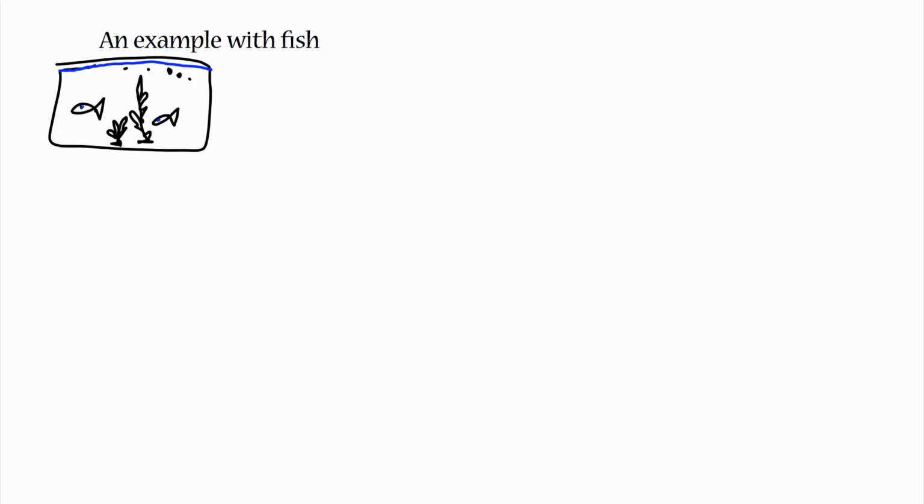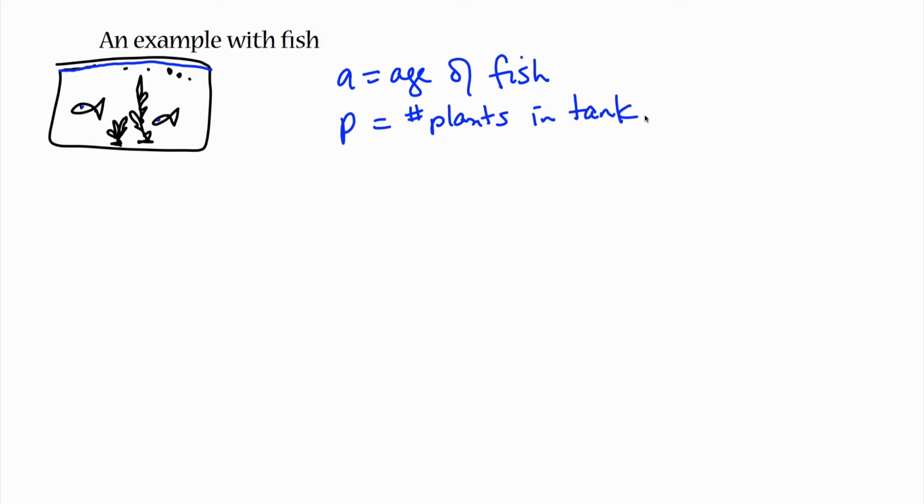Okay, so let's define some variables for my example. A is going to be the age of the fish in question. P is going to be the number of plants in the tank. I'm going to assume each plant is the same size and contributes the same amount of oxygen and space. It's an oversimplified model, it's just an example. And we're going to call M the probability of death in the next year over some time interval.